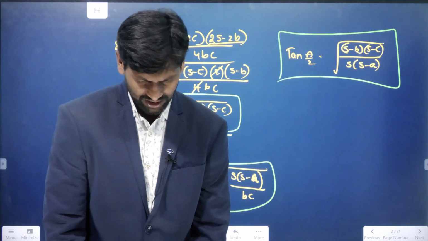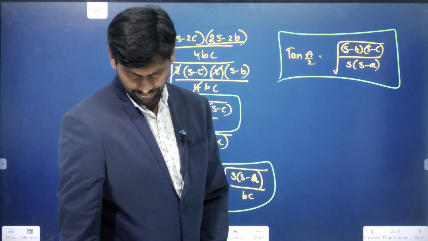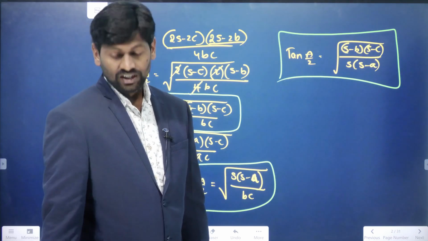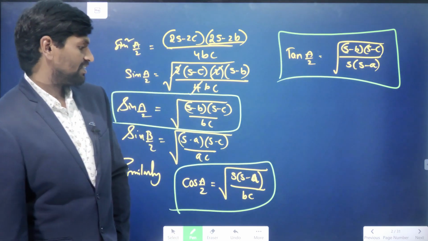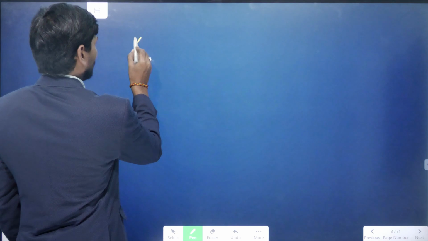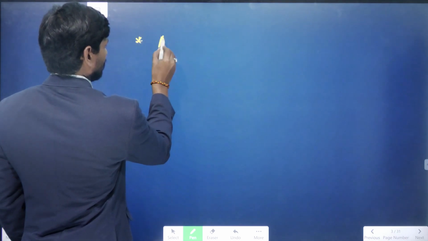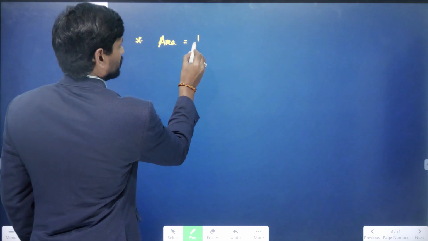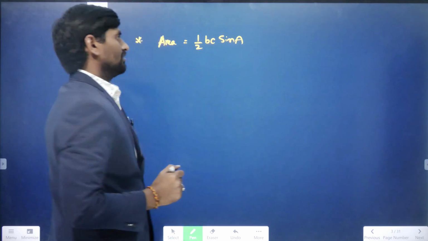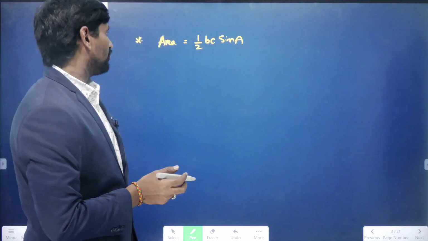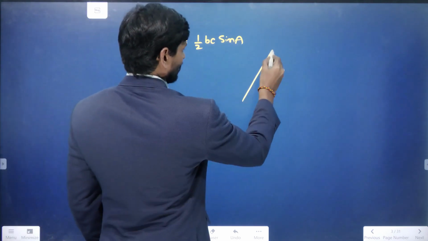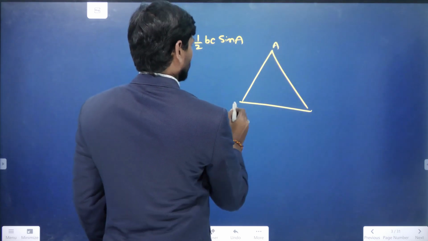That is the area formula for a triangle. Triangle ABC, area of triangle ABC we can write by using this formula. That means one more formula I am going to find now. Area of triangle ABC equals 1 by 2 into BC sin A. This is the area of a triangle formula. Okay, na?